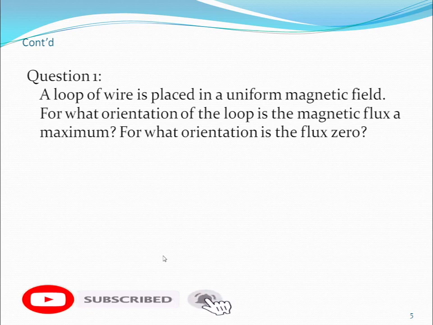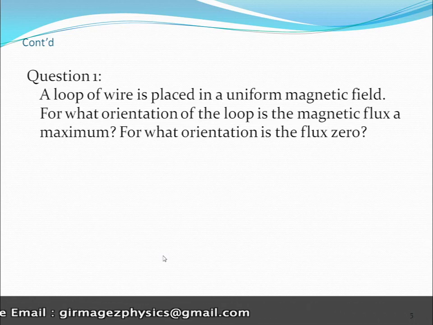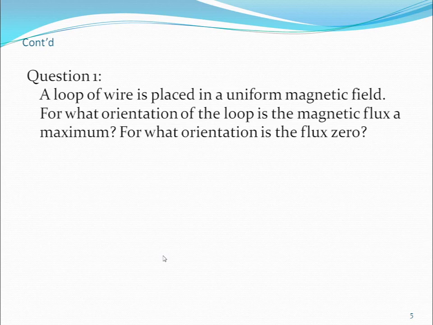But before we go to calculation parts, let's answer this conceptual question: a loop of wire is placed in a uniform magnetic field. For what orientation of the loop is the magnetic flux a minimum and a maximum?